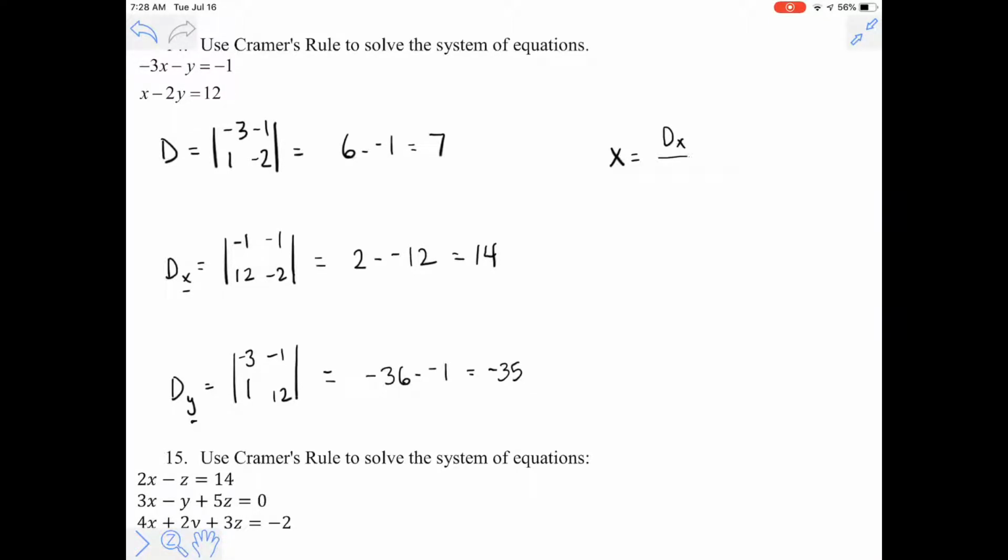sub x divided by D, which is 14 divided by 7, so x equals 2. And then y, similarly, is D sub y divided by D, so it's going to be negative 35 divided by 7, which is negative 5.